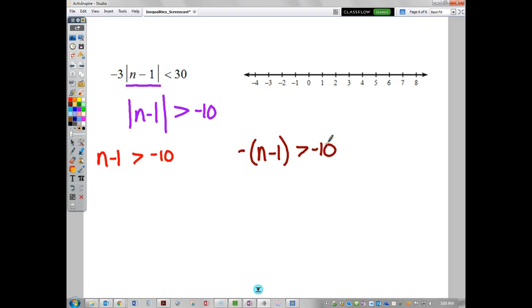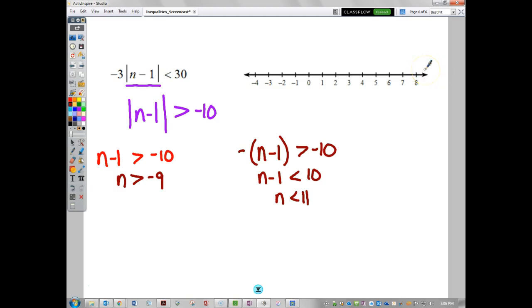Alrighty, so to solve, I'm going to add 1 to both sides, and I get n is greater than negative 9. And then over here, I'm not going to distribute because that would make my n become negative. I'm going to divide it away instead and flip the symbol and make the other side the opposite. And then I'm going to add 1 to complete it. Okay, so this says n must be less than 11.